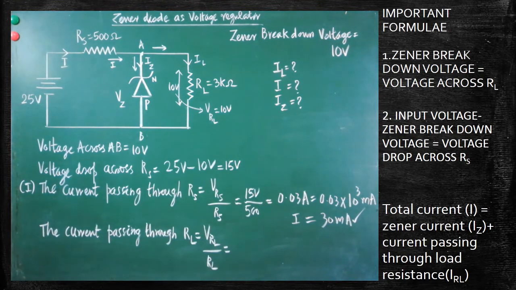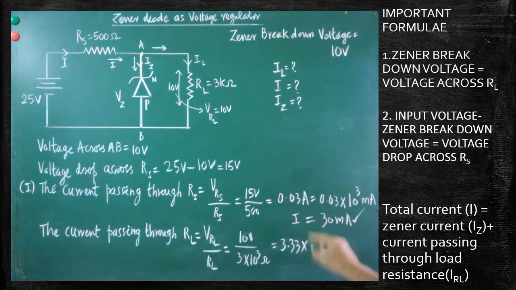Substitute both the values. Voltage across RL is equal to 10 volt. Already I have told. So 10 volt divided by how much? 3 kilo ohm. 3 kilo ohm can be written as 10 to the power of 3 ohm. Are you clear? 10 divided by 3 is equivalent to 3.33. 3.33 into, if the value is brought up, that becomes 10 to the power of minus 3 ampere. So this can be written as 3.33 milliampere. So through the load resistance, 3.33 milliampere of current is flowing. So now we have found out the next current also.